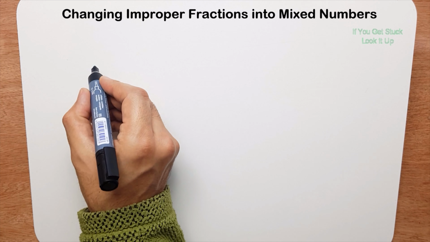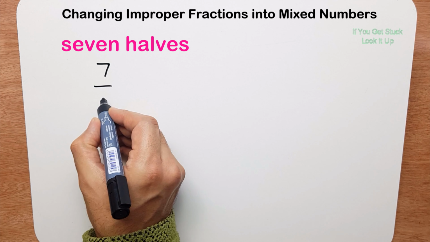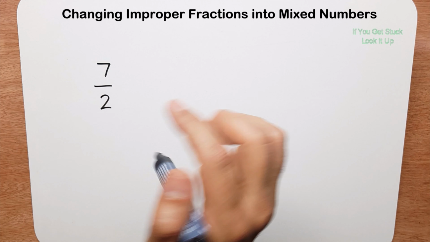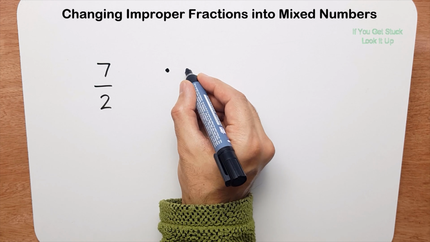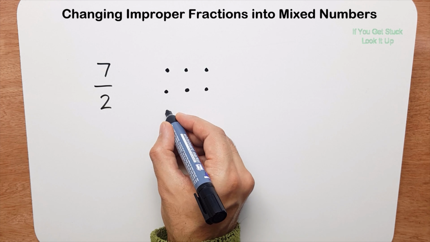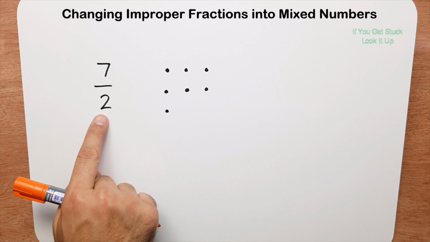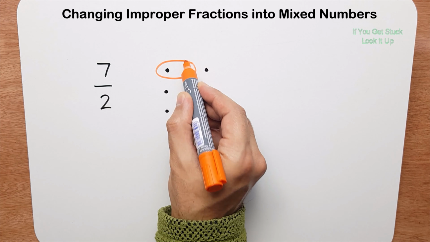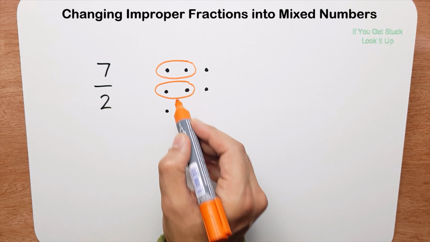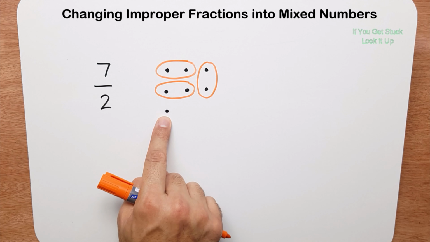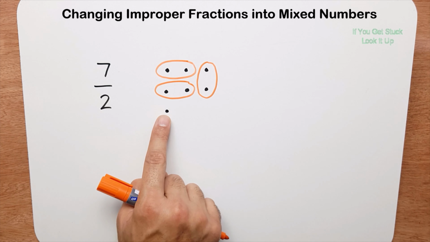So let's do the next example. 7/2. So I have 7 pieces. That's the top number. 1, 2, 3, 4, 5, 6, 7. And I have 2 in each group. So let me put this into groups of 2. 1, 2, 3. I've not got enough for another group of 2. So that's my remainder.